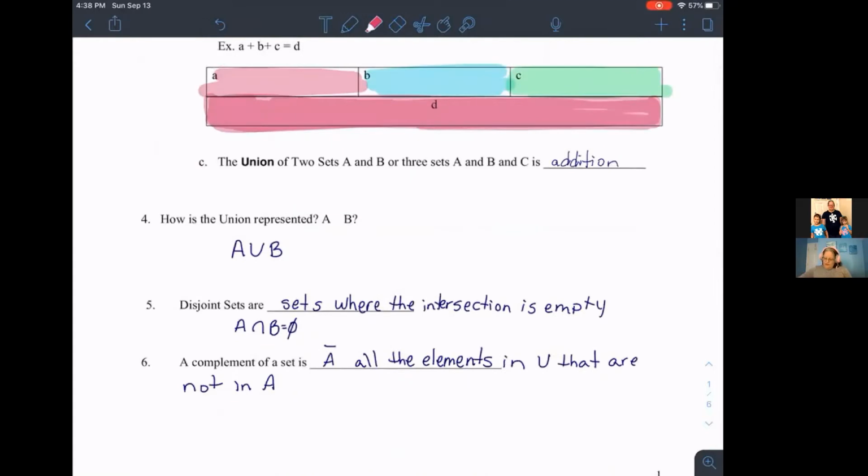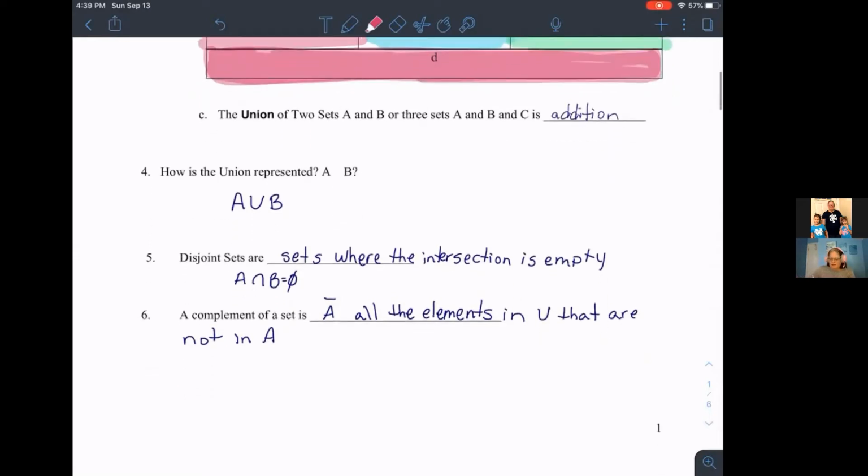So the union of two sets A and B or three sets A and B and C is addition. So you're adding them together to equal the union. How is a union represented? It's A union B.